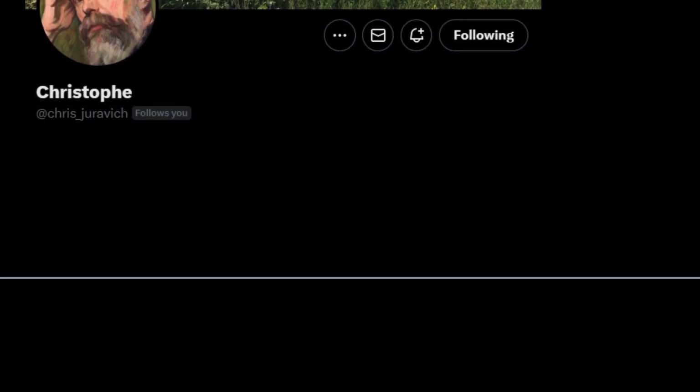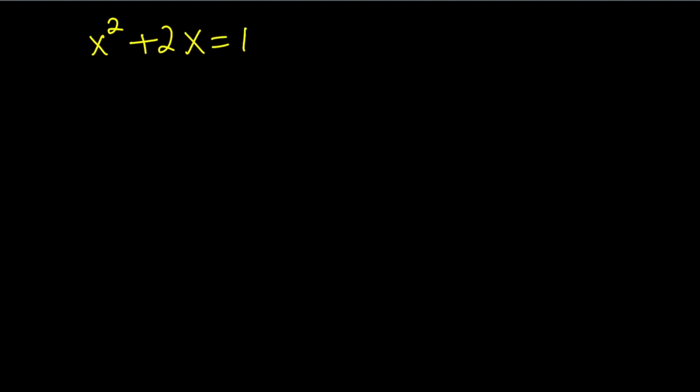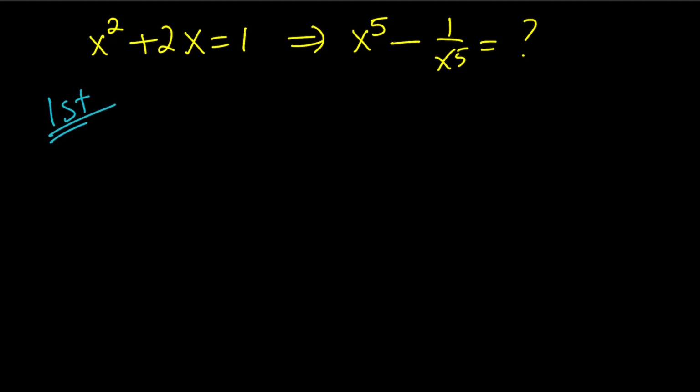So let's go ahead and take a look at this problem. I'll be presenting 2 to 3 methods maybe. Let's see how this goes. So we have x squared plus 2x equals 1. And we're supposed to evaluate based on these x values, x to the 5th minus 1 over x to the 5th. Okay, let's start with the first method, which should be fairly straightforward.